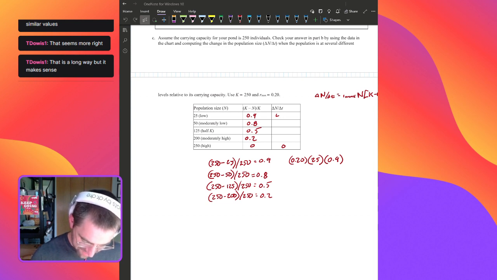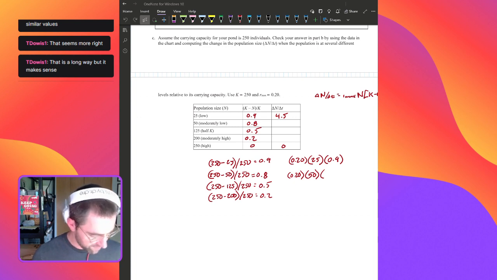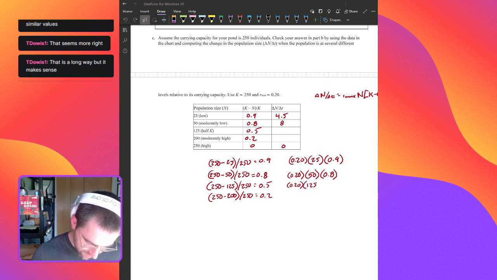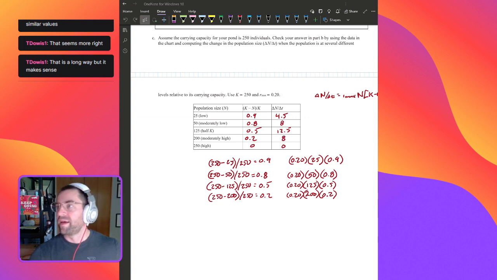All right, let's try the next one. 0.2 times 50 times 0.8 gives us 8, and that lines up. 0.2, we've got 125 as our next one, and we calculated 0.5. 0.2, 125, 0.5 gives us 12.5. 200 is our next one, and we had 0.2, 0.2, 0.2, 200 gives us 8, and 0.